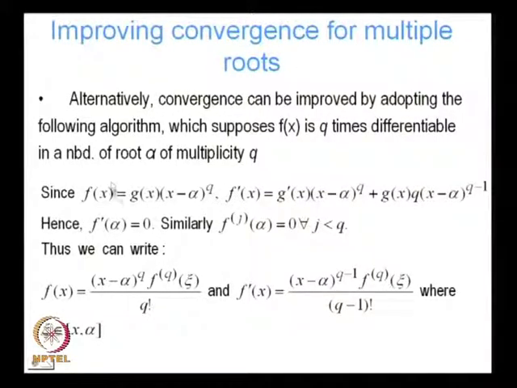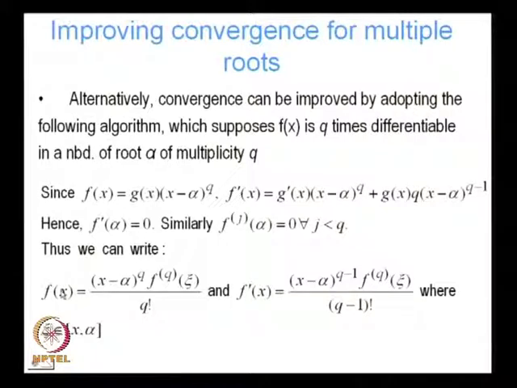In that case, since f of x is equal to g of x times (x minus alpha) to the power q, since alpha is a root of multiplicity q, I can write f prime of x is equal to g prime of x times (x minus alpha) to the power q plus g of x times q times (x minus alpha) to the power q minus 1, just taking the derivative. So, f prime of alpha is equal to 0. Why? Substitute alpha here, and both these terms go to 0. Similarly, the j-th derivative of f at alpha is going to be 0 for any j less than q. You can see that, because if you take derivatives of order less than q, there is always going to be a term (x minus alpha) on the right hand side, and when x becomes equal to alpha, that term goes to 0. So, the j-th derivative of f at alpha is 0 for all j less than q.